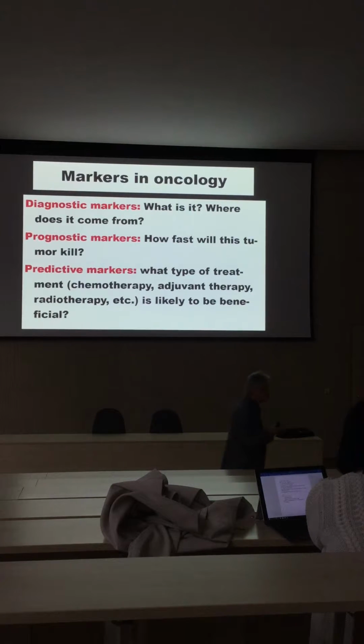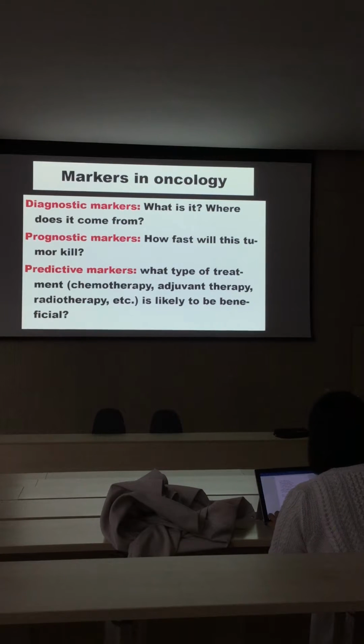And there is a third group, and those markers are predictive. They predict, tell ahead, whether one given drug, medication, will or will not have a beneficial effect on that population of tumor cells.